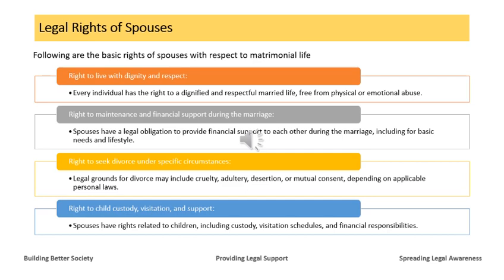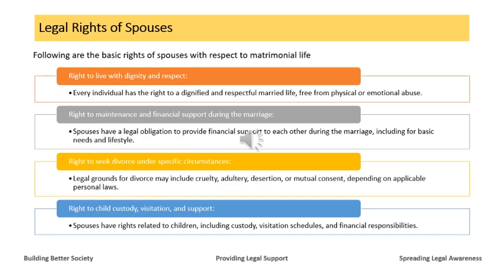And third thing is the right to seek divorce under specific circumstances. There are legal grounds for divorce, which may include cruelty, adultery, and there are several grounds for divorce, which we'll see in the next section.